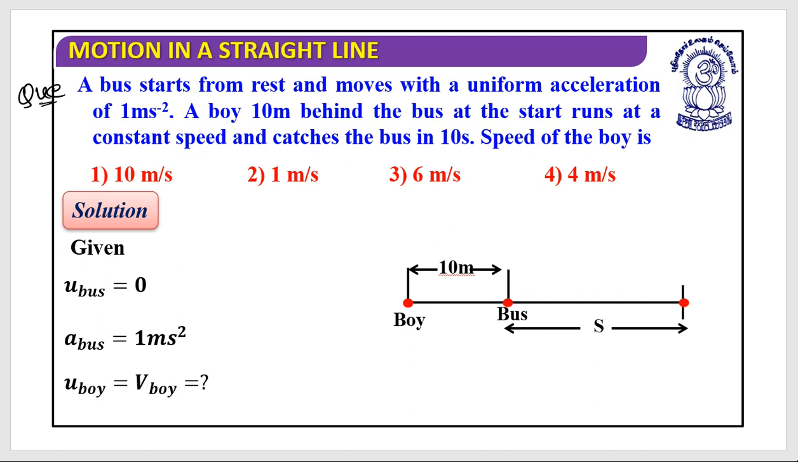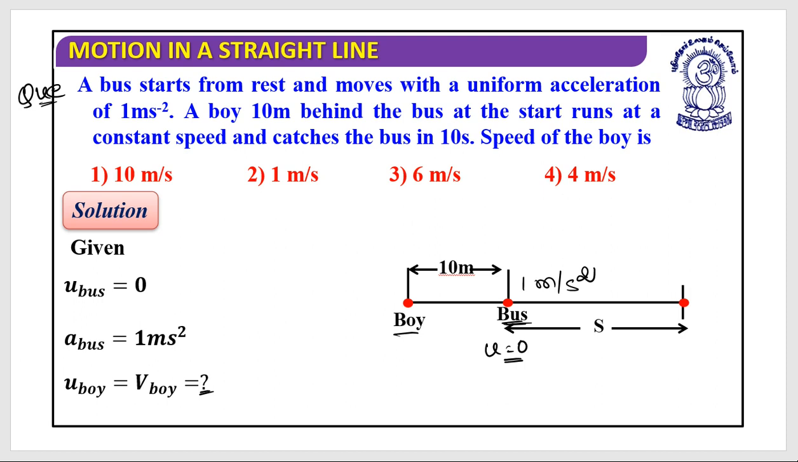What they have given is a bus starts from rest and moves with a uniform acceleration of 1 meter per second square. So this is the bus, and it is moving with an acceleration of 1 meter per second square, and it has started from rest. So this is u equal to 0 for the bus. Now a boy is 10 meter behind, so the distance between boy and bus is 10 meter. The boy at the start runs at a constant speed and catches the bus in 10 seconds. So you need to find out the speed of the boy.